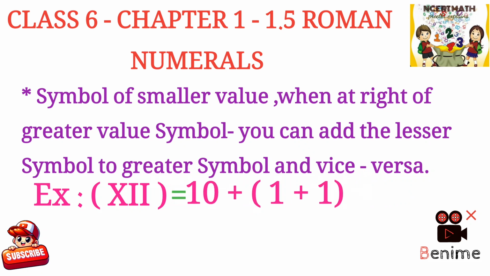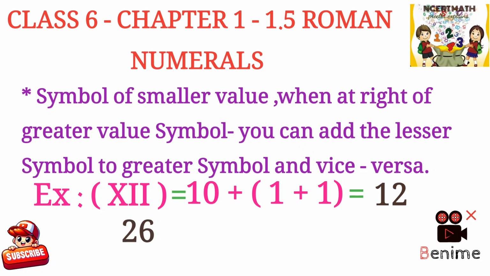The exact meaning of this point is that we have to add the Roman numerals which are lesser than the current position's Roman numeral. Whenever X has the greater value and it is followed by numerals lesser than X, we can add those Roman numerals. This is the exact meaning.